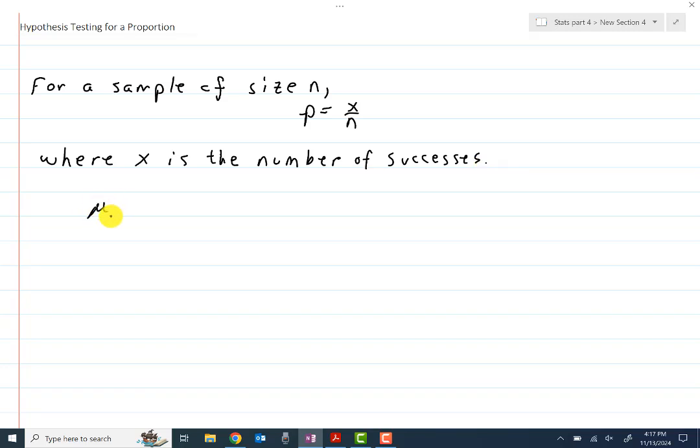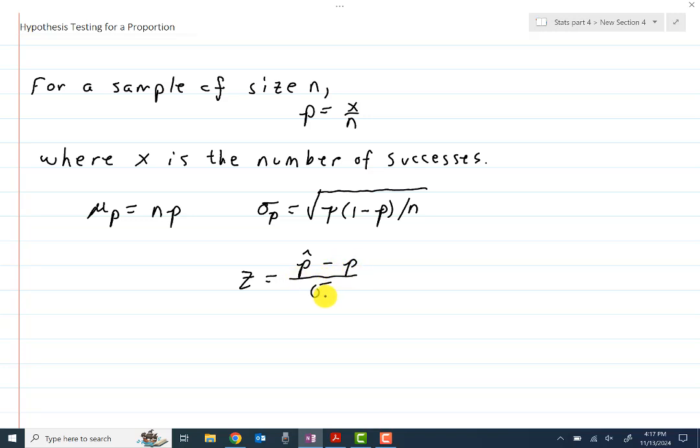Furthermore, I'm going to use a subscript p, even though your book doesn't use this notation. I'm going to use it to indicate that I'm dealing with a proportion. The mean was given by n times p, and the standard deviation is given by the square root of p times 1 minus p divided by n. And the z-score, so when you see that it's a z-score, you know you're going to be using the normal distribution table. We'll have p hat minus p divided by sigma sub p.